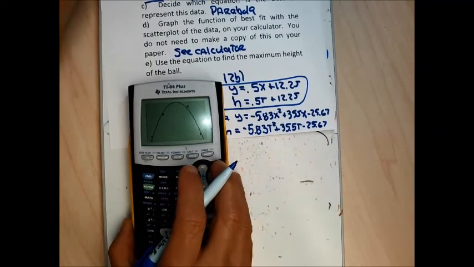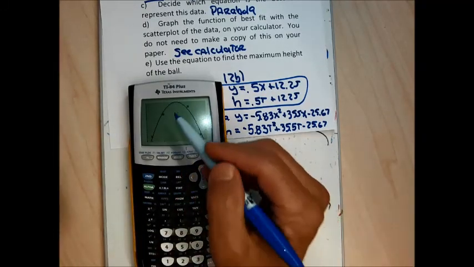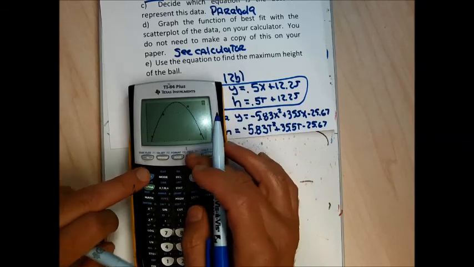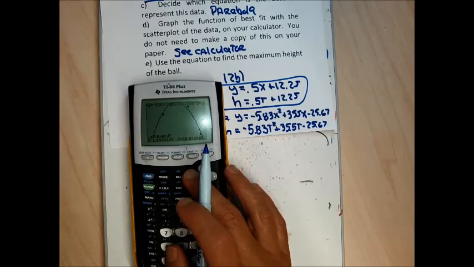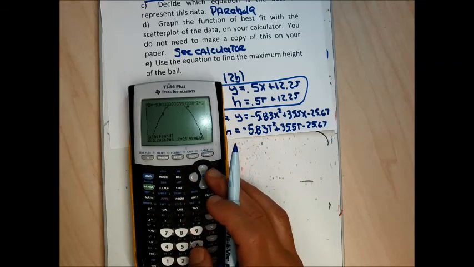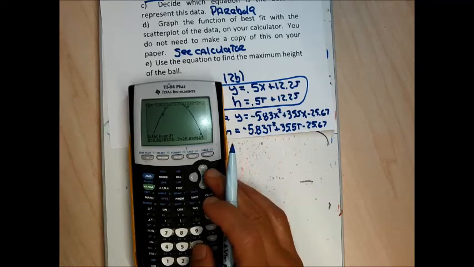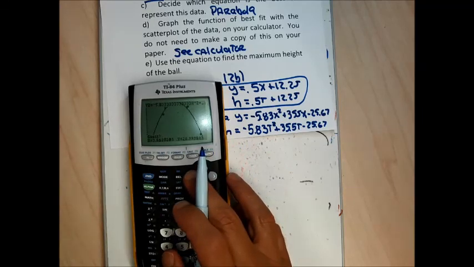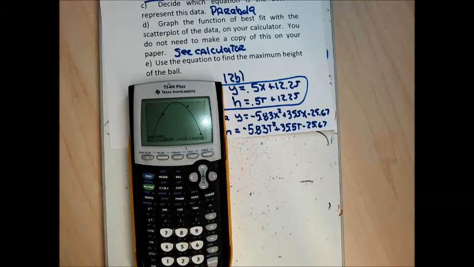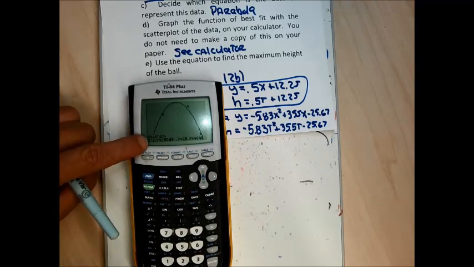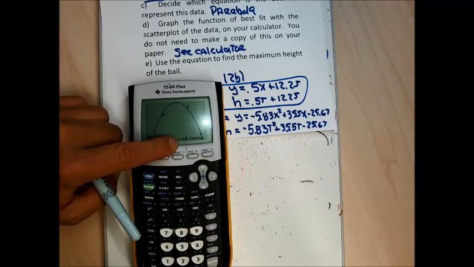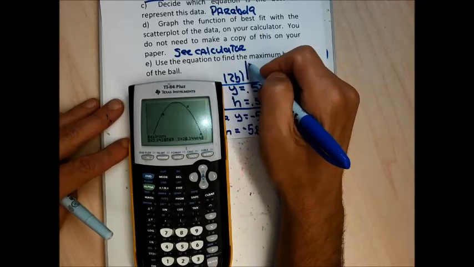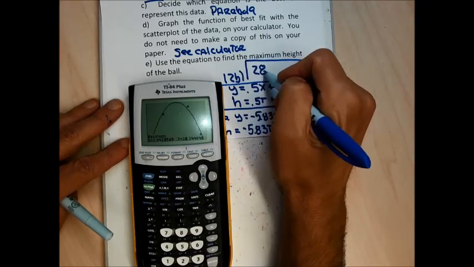And then part E, find the maximum height of the ball. I'm going to do that by finding the vertex. To find the vertex, I hit second, calc, go down to maximum, trace to the left of the vertex, and hit enter. Then trace back to the right of the vertex and hit enter, and then get close to the vertex and hit enter. This is going to give me both the x and the y coordinate of the vertex. The x coordinate's the time where it reaches the maximum height, which is 3.04 seconds. The y coordinate's the maximum height of 28.34 feet. My answer to part E, the maximum height, is going to be 28.34 feet.